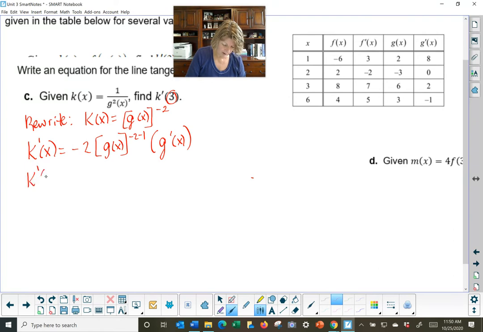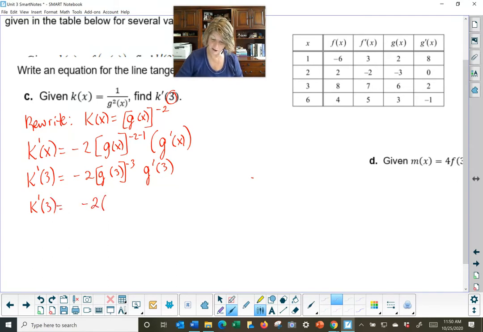So K prime of 3 equals negative 2 of G of 3 to the negative third. So that, of course, is going to drop to the denominator. And then I need a G prime of 3. Organizing this, I would have negative 2 times my G prime of 3. Looks like it is 2, doesn't it? All over G of 3 cubed. So that's going to give me a negative 4.